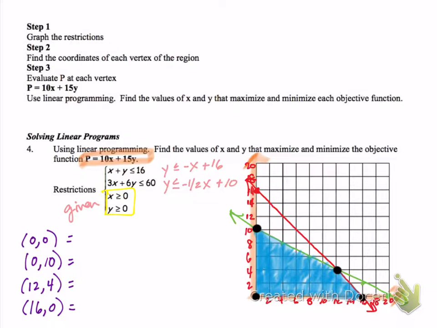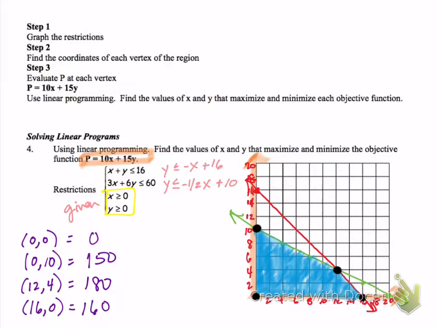Now I'm going to plug them in to my objective function, which is P equals 10x plus 15y. And I'm going to get my max and min values. So hopefully I get these right this time. You should get 0, 150, 160, no, 180, and then 160.